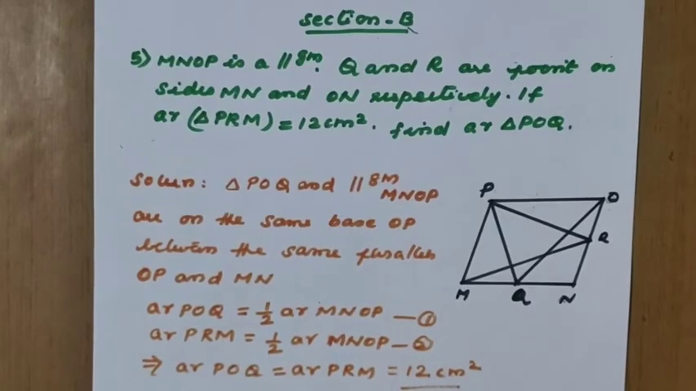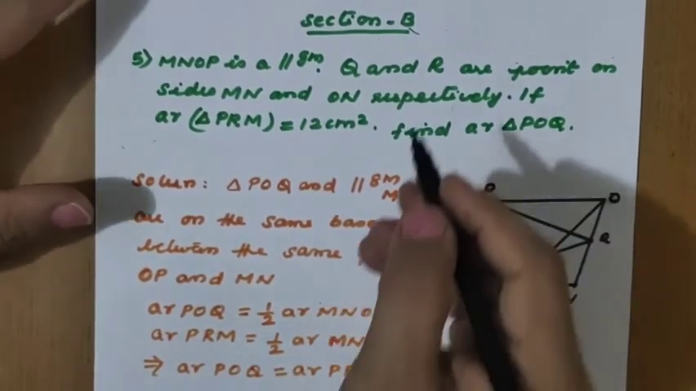Question number 5, that is Section B, starts from here onwards. It has 2 mark questions.